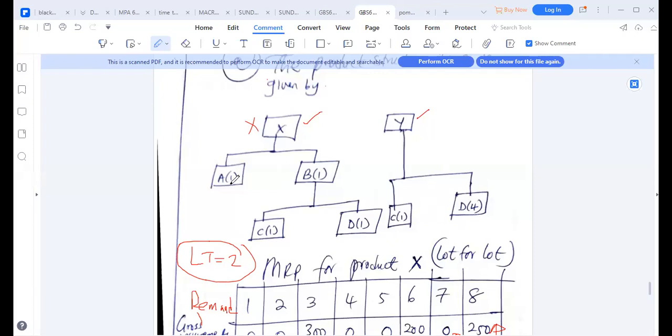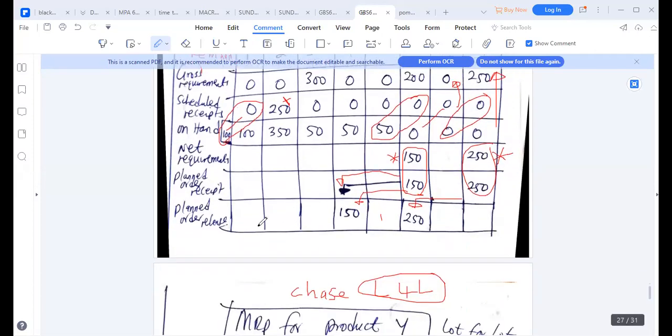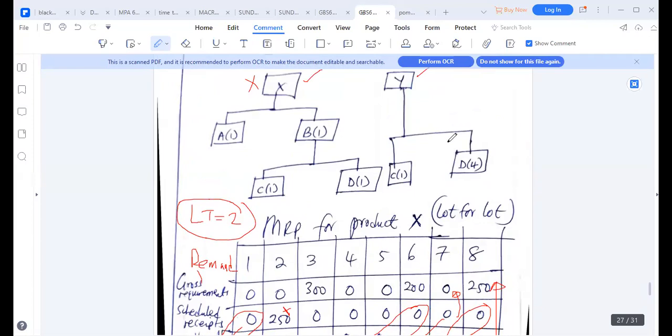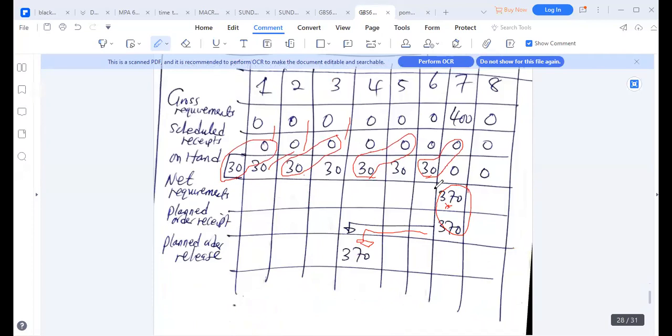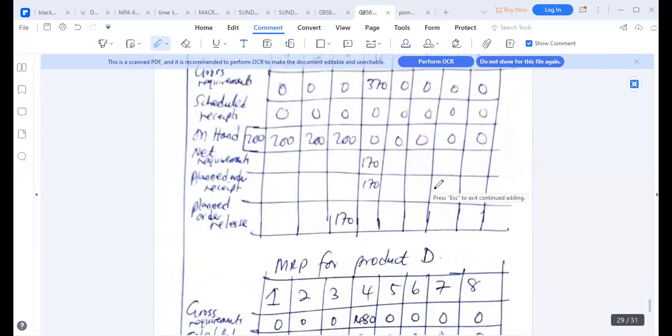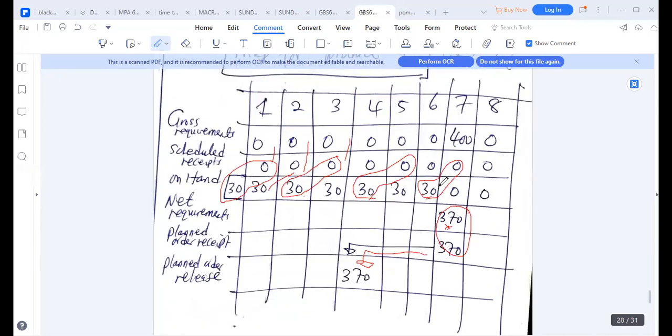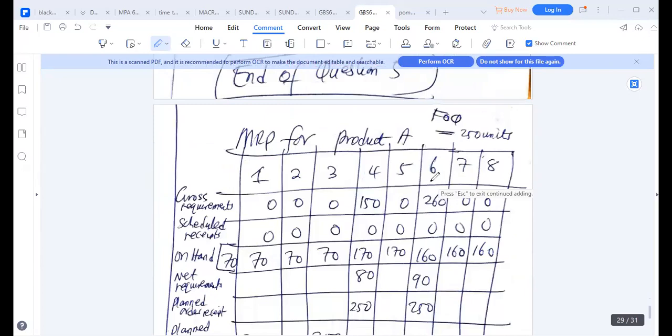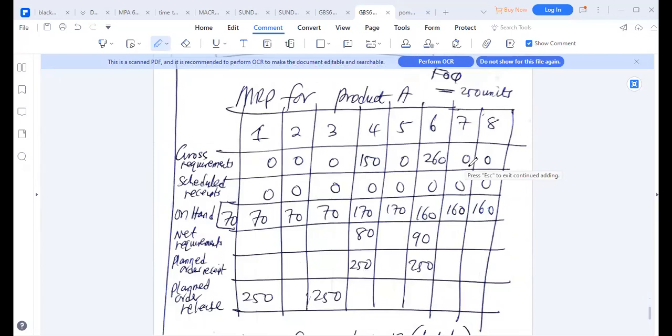So let's go for MRP for A. For MRP for A, you will use the planned order releases of X. Those are the requirement for product A. So for MRP for product A, we are using the fixed order quantity of 250 units.